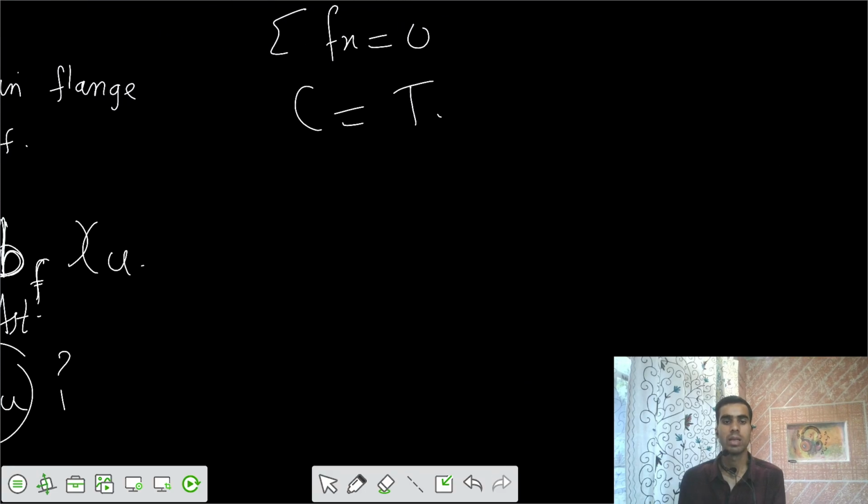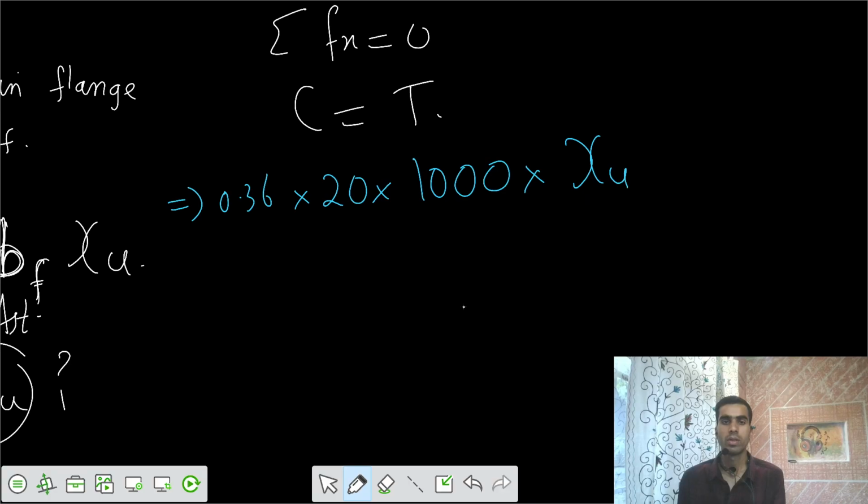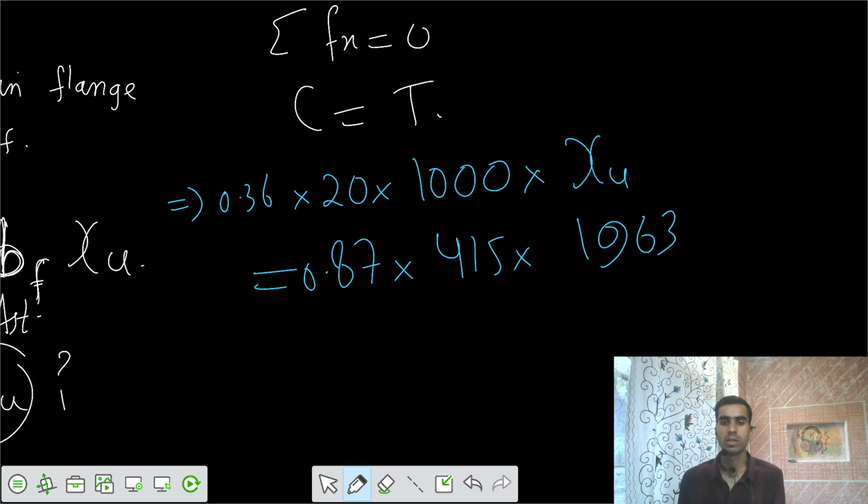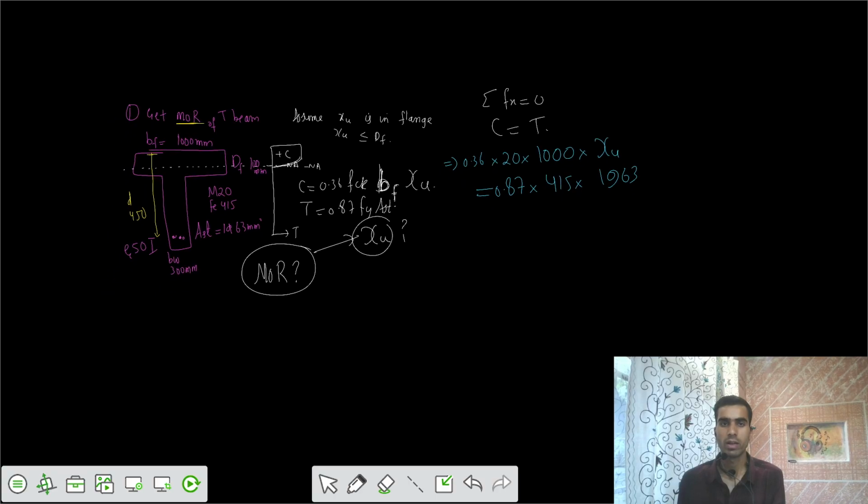Let's take that problem. I'm going to equate the C force with the T force. So 0.36 fck times BF times xu equals 0.87 fy times Ast. This is the equation we have. We substitute those values, and we get the value of xu equals 98.44 millimeters.